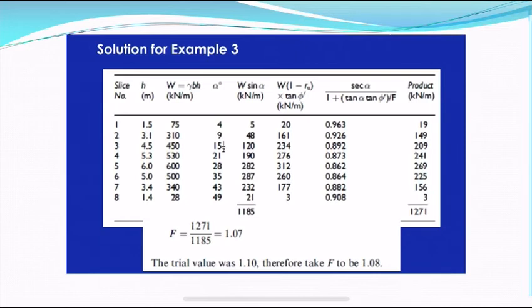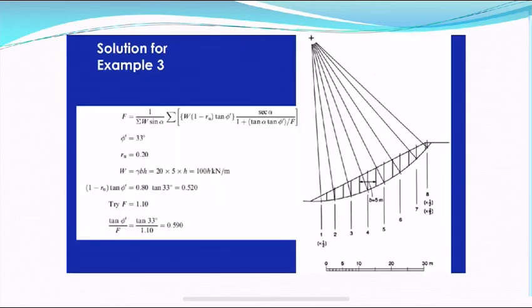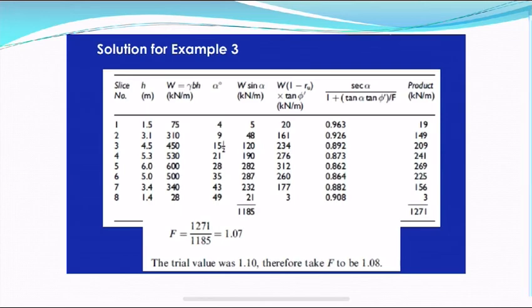So this is divided by the summation of W sin alpha. This is 1185, because in the previous slide we estimated this particular term in one column and in another column we estimated this term. So the product of these columns, yielding the summation of 1271, is divided by the summation of W sin alpha, which is 1185. With that, the factor of safety is computed as 1.07.